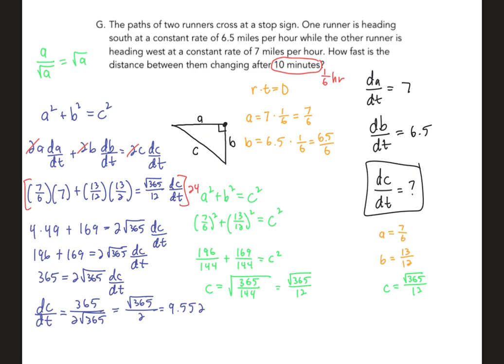And this is dc dt. C is a distance, and distances are miles in this case. And time is in hours. We did everything in hours. So, okay, that's it.